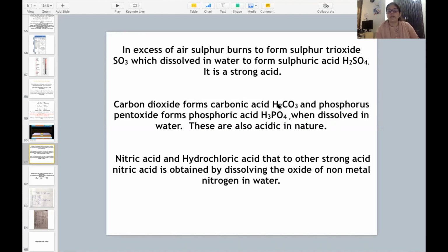And here are the formulas: H2CO3 and H3PO4. These are the symbols for carbonic acid and phosphoric acid respectively. These are quite acidic in nature. Then nitric acid, HNO3, and hydrochloric acid, HCl, are two other strong acids. Nitric acid is obtained by dissolving the oxides of the non-metal nitrogen in water. Clear? Nitric acid is made by dissolving nitrogen oxides into water.